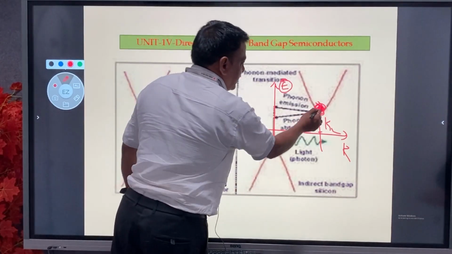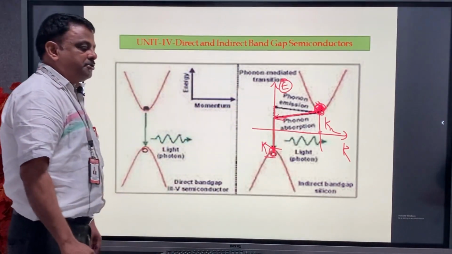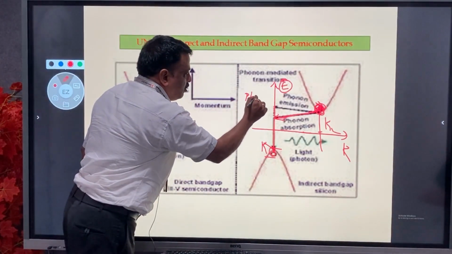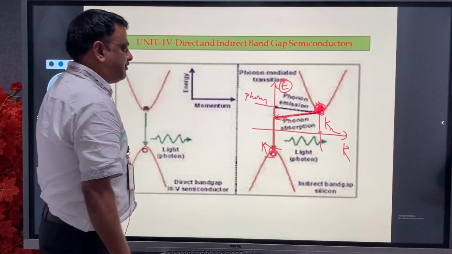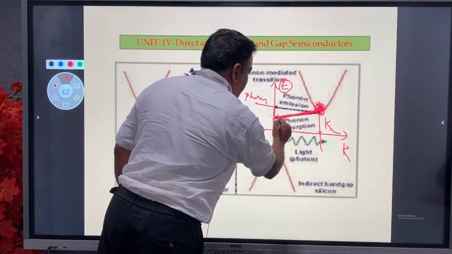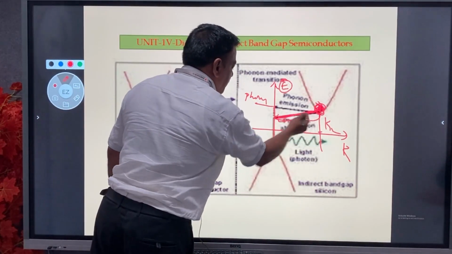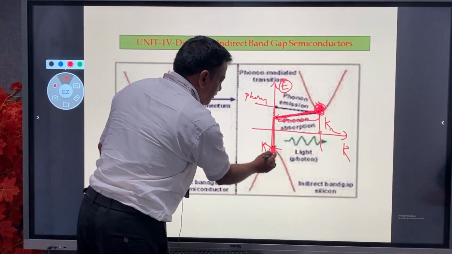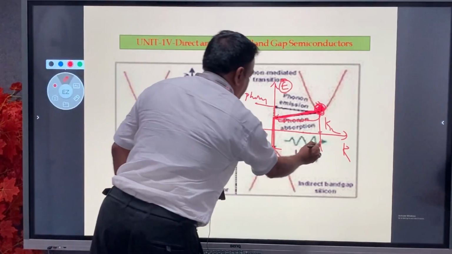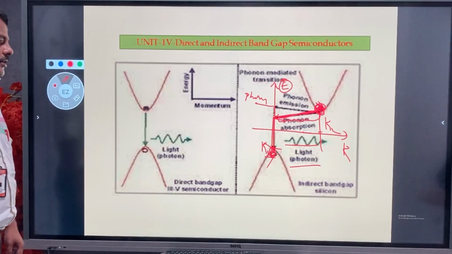In that process, the electron loses its energy to the crystal lattice in the form of phonons. A phonon is a lower energy quantum, released in the form of heat to the crystal lattice, and the excess energy is lost to compensate the momentum so it can recombine with the hole. It then emits the light photon. This is called an indirect band gap semiconductor.